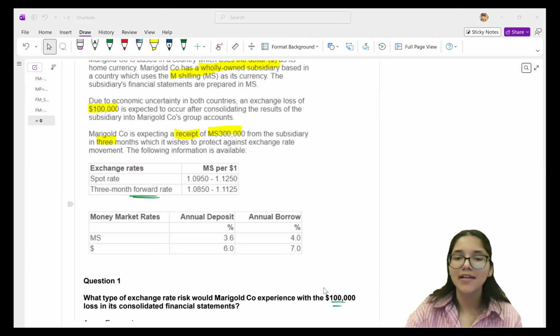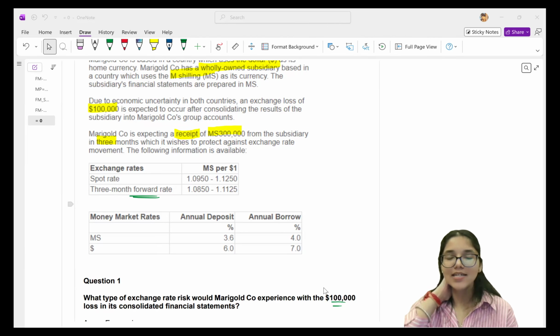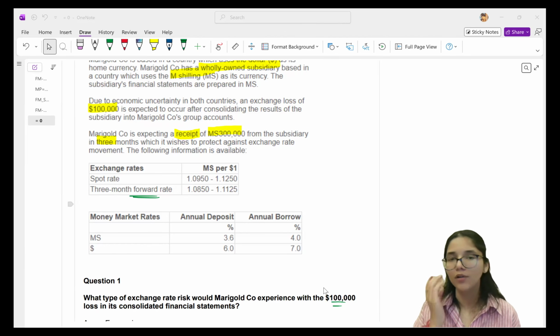Okay, I'm already starting to see your responses. Forward rate, it's very, very easy. You simply have to find out how many dollars. There are two major things that you need to consider. Firstly, do we have to divide or multiply? And secondly, do we have to take the higher rate or the lower rate? So let's figure out first of all whether we will have to divide or multiply.